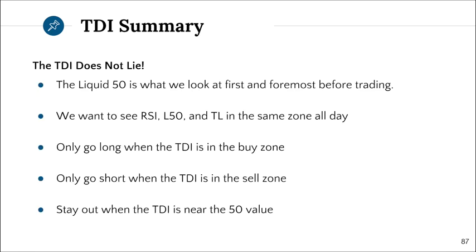So let's quickly summarize the TDI before we move into the next chapter. The liquid 50 is the first thing that we're going to look at always, because the TDI does not lie. We want to see the liquid 50, the RSI, and the trend line in the same zone all day. We don't want to see the RSI having touched overbought or oversold if we're trying to trade that direction. And we only want to go long when the TDI is in the buy zone, and we are only going to go short when the TDI is in the sell zone.